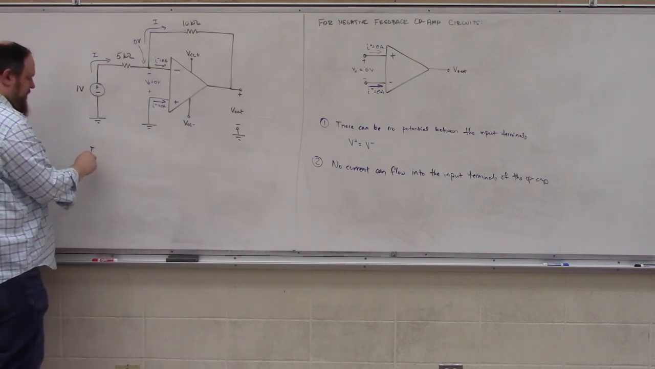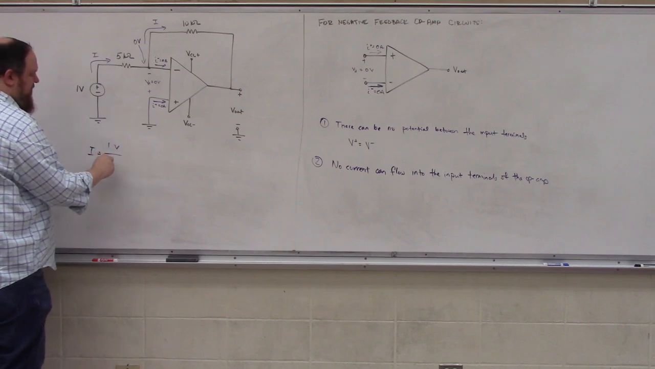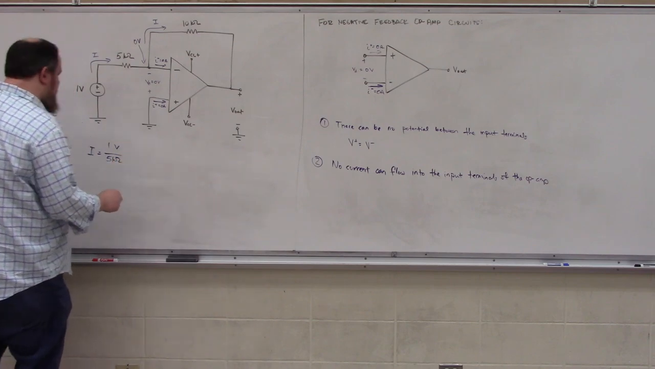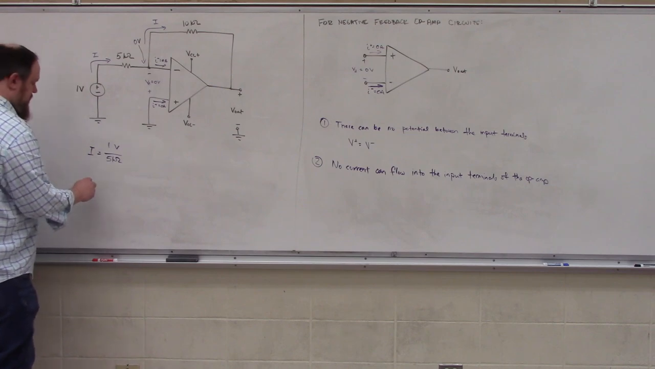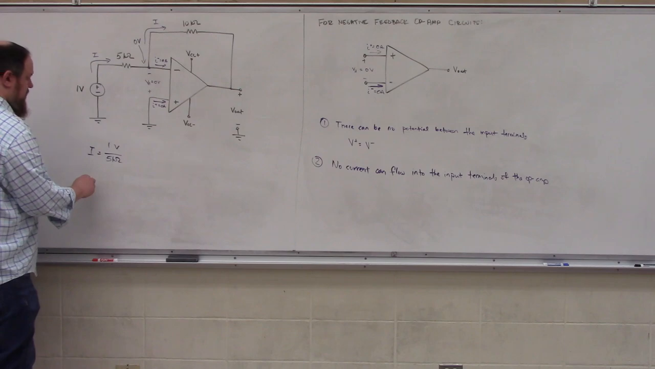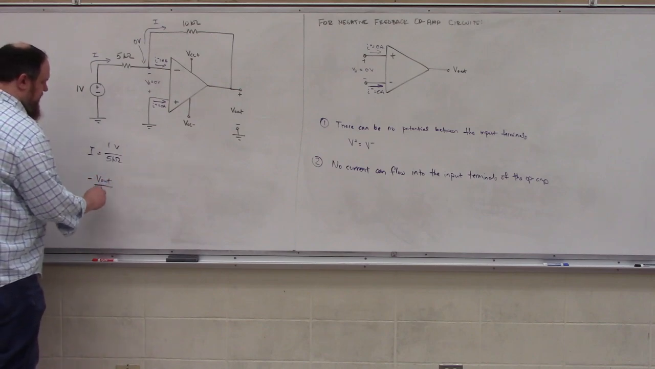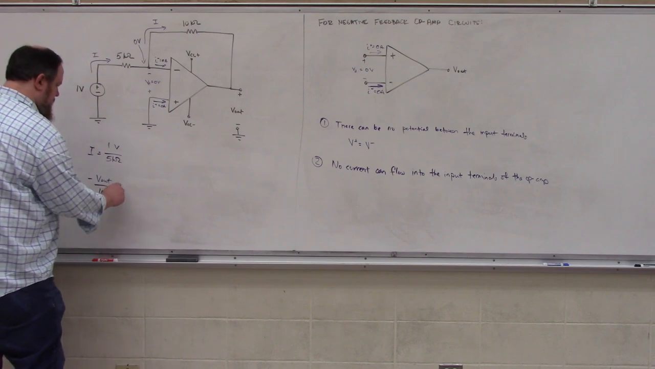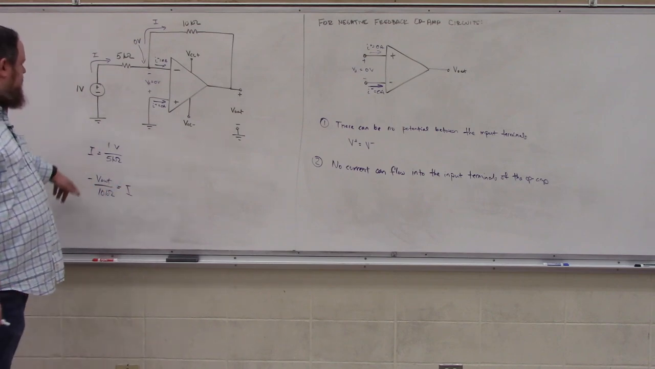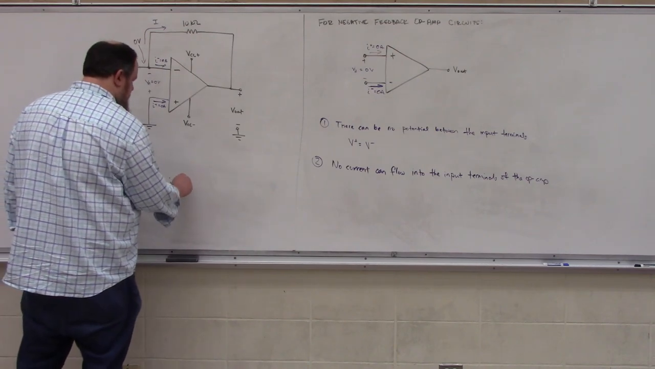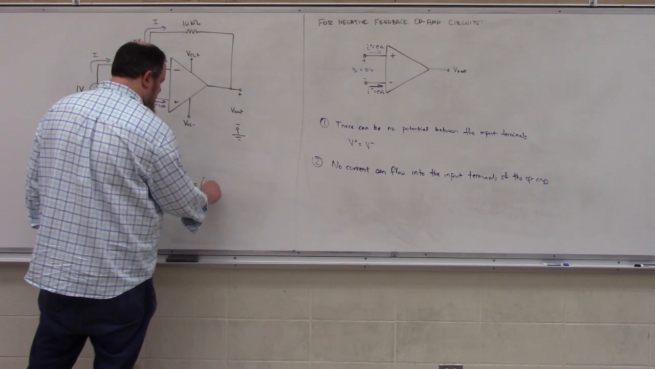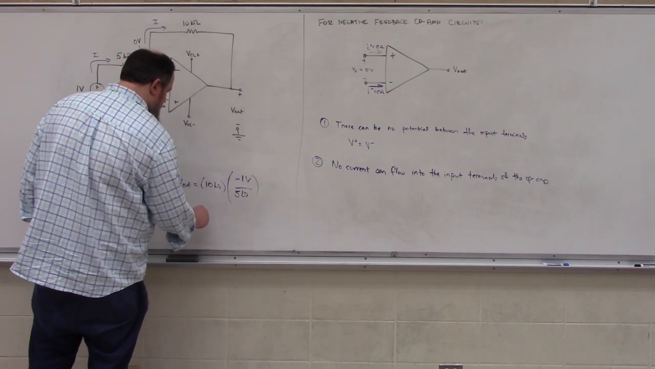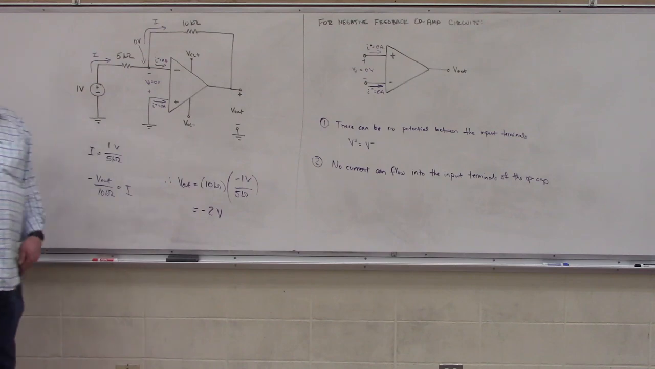We can calculate I on the left hand side as 1 volt divided by 5 kilo ohms. And on the right hand side, we have negative V out divided by 10 kilo ohms. If we put these two expressions and equate them, what we find is that V out is equal to 10 kilo ohms times negative 1 volt over 5 kilo ohms, which is negative 2 volts, which exactly agrees with what we got previously.